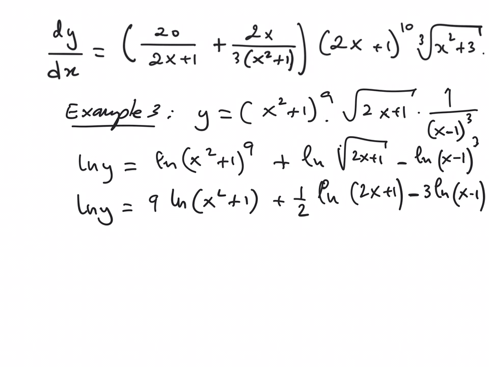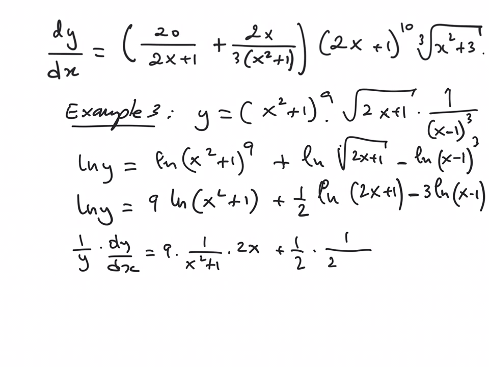We now differentiate both sides. The left side is a composite function, so it's 1 over y dy over dx. The right side is a sum of three functions, so it's 9 times 1 over (x² + 1) multiplied by 2x, plus 1 half times 1 over (2x + 1) multiplied by 2, minus 3 times 1 over (x − 1) multiplied by 1.